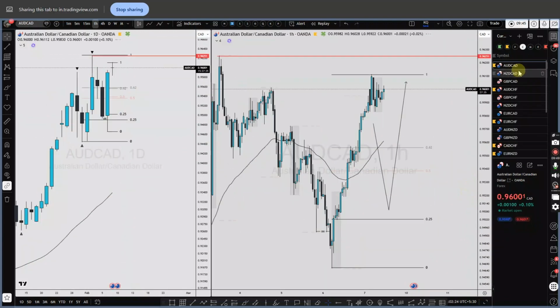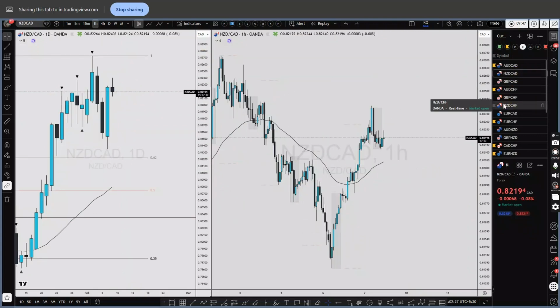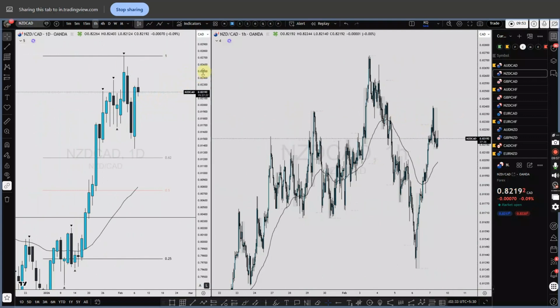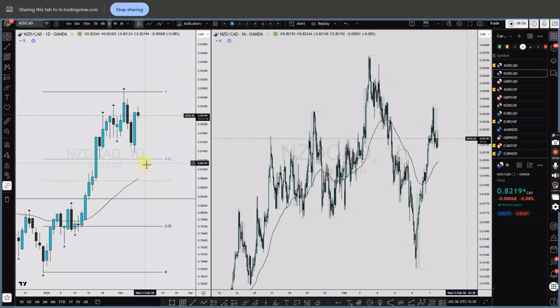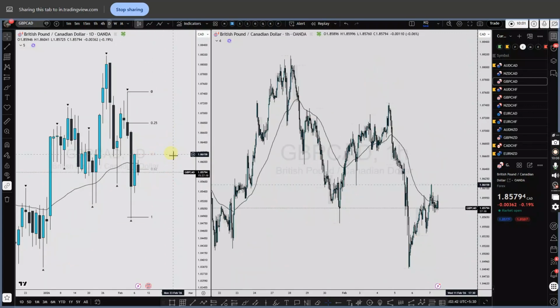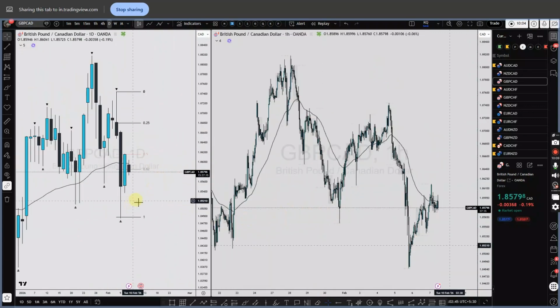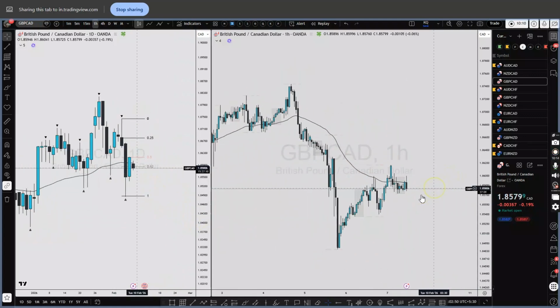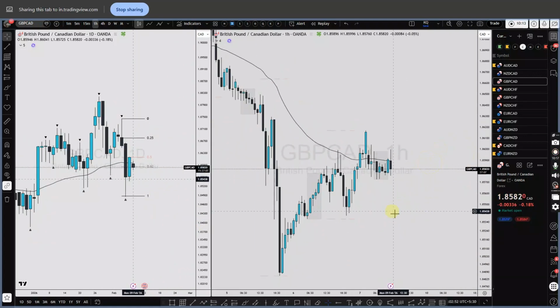EUD CAD, I'm waiting for a corrective phase down. NZD CAD, I'm skipping it because the price is still in a premium range. I want to see price in a deeper correction, at least below 38.2, so that I can start looking for longs in NZD CAD. GBP CAD, I'm looking for shorts, but there is no valid setup yet. I'll be waiting for price to drop below this low, and then we can look for new tradable opportunities in this one.